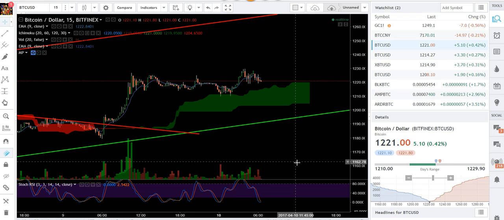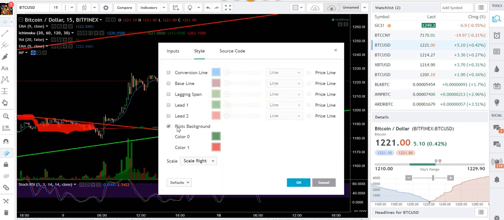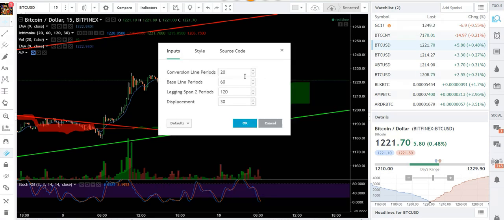Okay, so let's start out here. First, let's go to the Ichimoku Cloud itself, and how I have it formatted. First, the inputs. These are not the default inputs. We want to change the inputs here to 20, 60, 120, and 30.